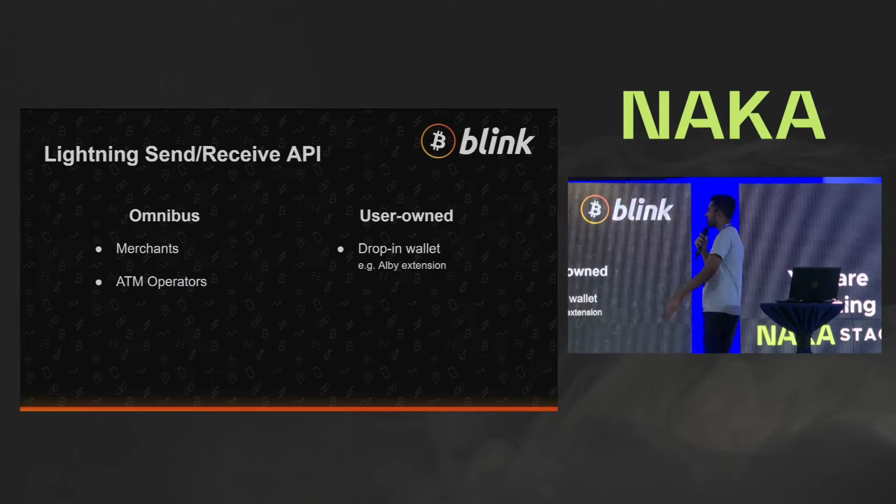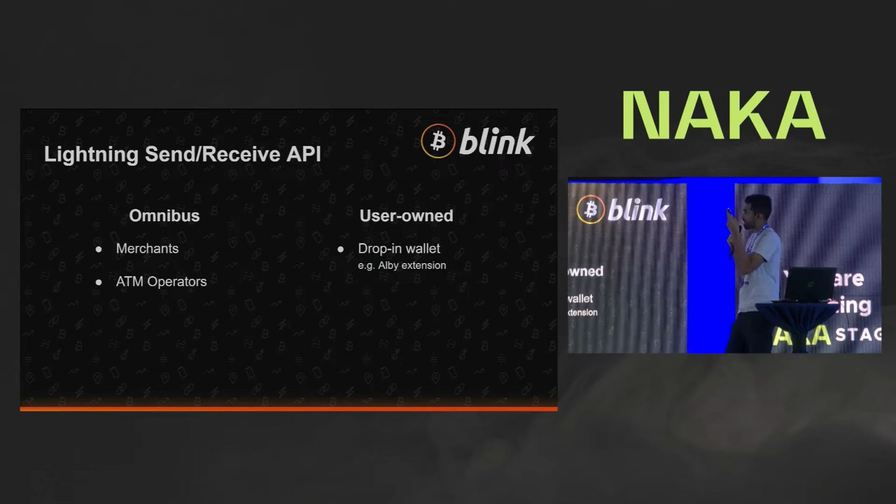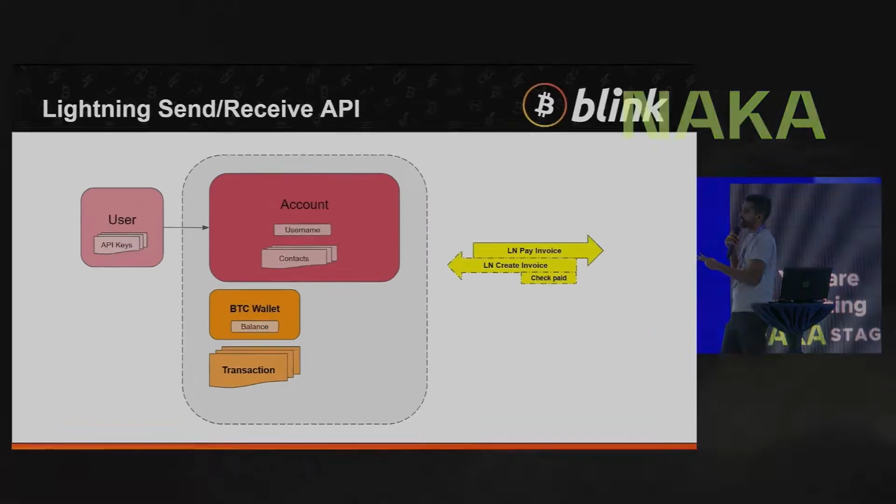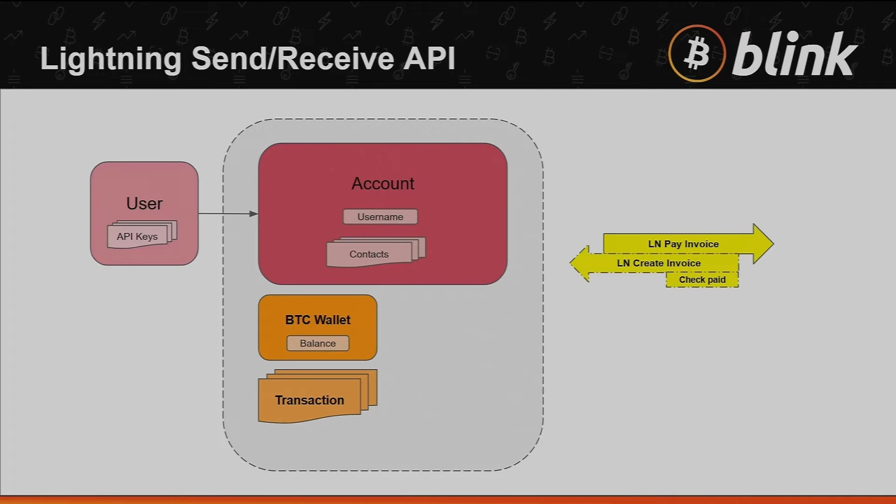Those are the kind of things you can think about when you're thinking of a simple send and receive API. And what I'm going to do is highlight certain parts of the API that would enable this. So let's say if you want to do Lightning send and receive, you need a user to authenticate to an account. You need the BTC wallet and transactions list, and you just need Lightning send and receive mutations.